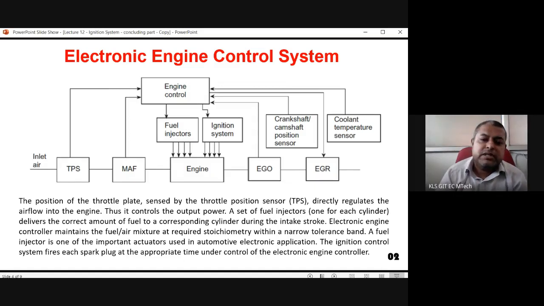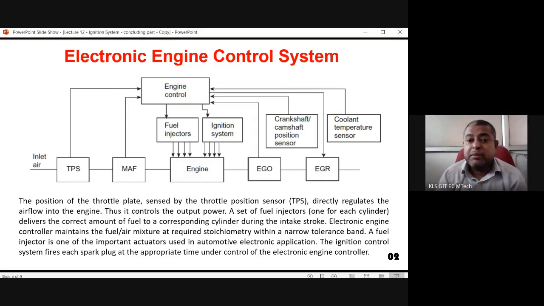So there are actuators in all these places: between engine control and fuel injector, between engine control and ignition, between the engine control and EGR. Okay, so what is the full form of all this? We will see. TPS is one thing I have told you, that is a throttle position sensor. MAF, EGO, and EGR we will see today. So I think there is nothing very big, difficult thing in this block diagram. This can be drawn very easily.